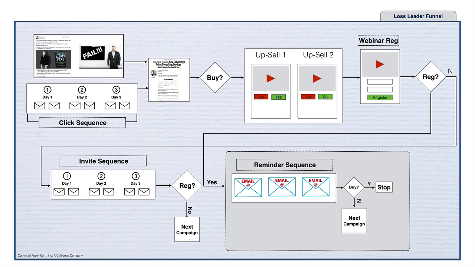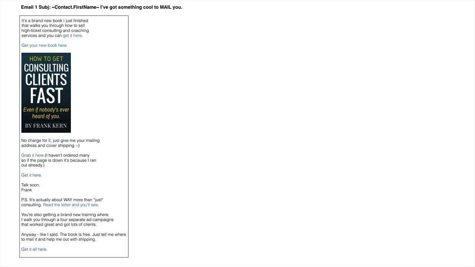I'll start with the email sequence. So let's assume you've got a list and you want to deploy this to your existing list. It's pretty simple. You'll notice that even though I have a lot of emails in this sequence, they're kind of the same email. So here's our first email, and the subject line is first name, I've got something cool to mail you. And I say, it's a brand new book I just finished that walks you through how to sell high-ticket consulting and coaching services, and you can get it here. Then I have a picture of the book, and then I say no charge for it. Just give me your mailing address and cover shipping.